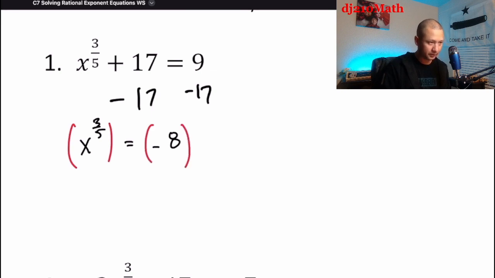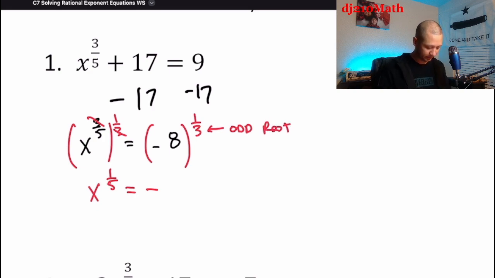All right, I'm going to raise this to the 1/3 because I always want to handle the top number first. And it's odd, so everything's good. This is going to be X to the 1/5 because the 3's cancel, equals negative. Again, the root is odd. I can bring out the negative, and the cubed root of 8 is going to be 2.